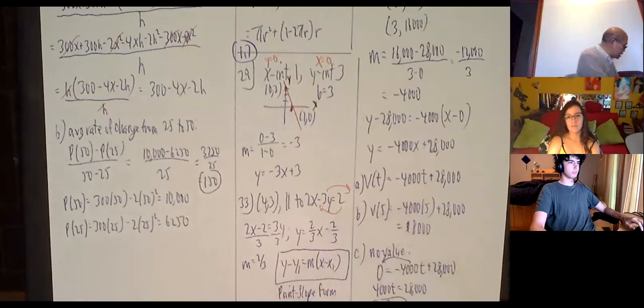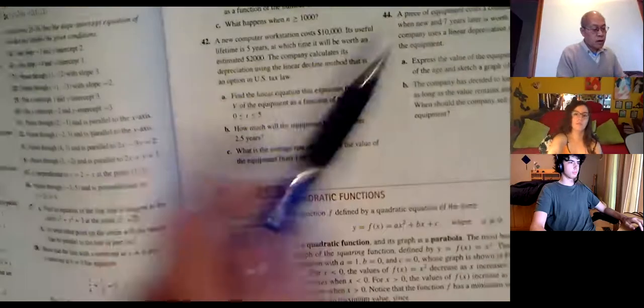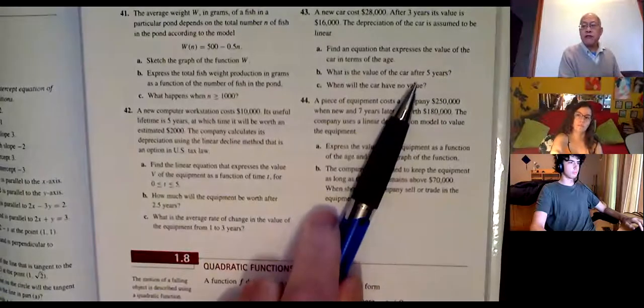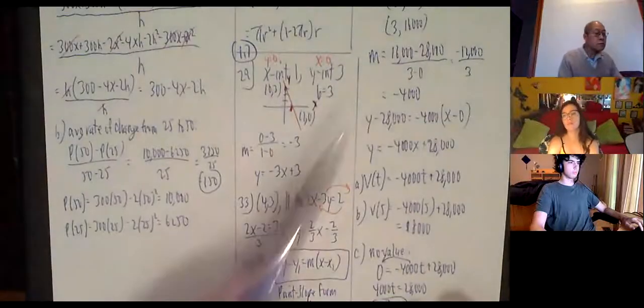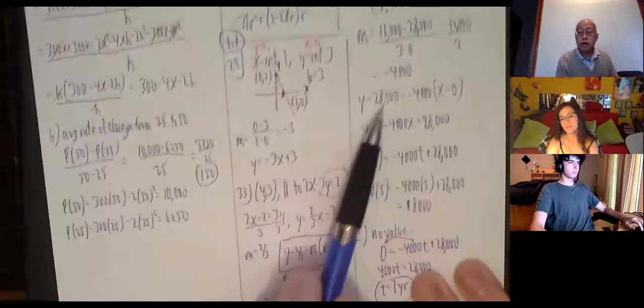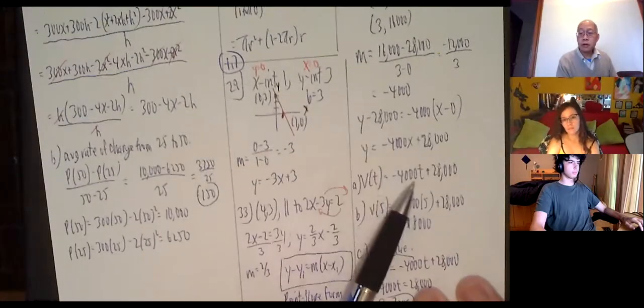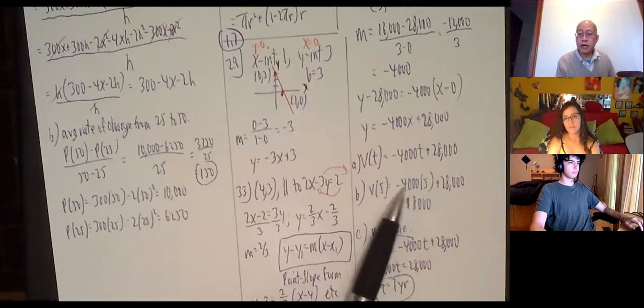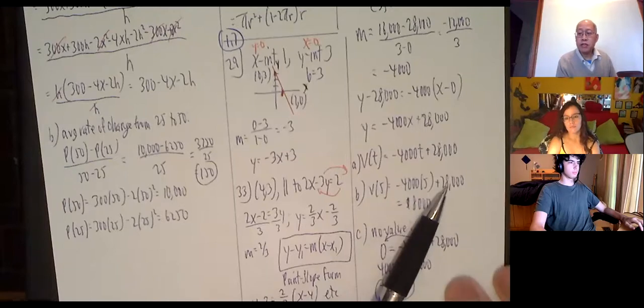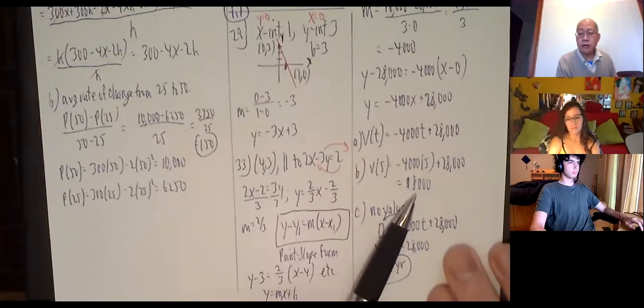Okay. Part B, what is the value after 5 years? I just plug in 5. So plug in 5 right here. V of 5 is the way we would say it. So negative 4,000 times 5 plus 28,000. Punch it in your machine, and you get $8,000.